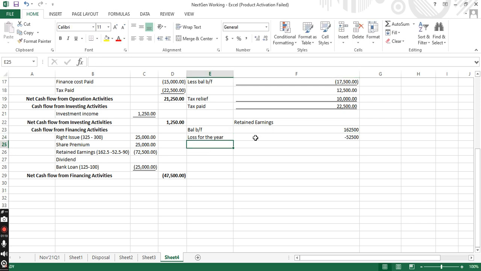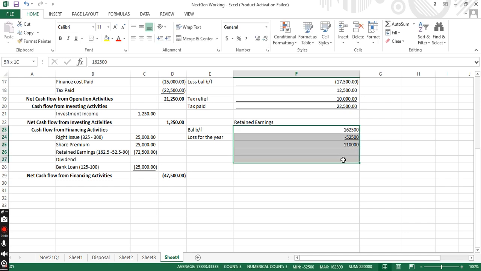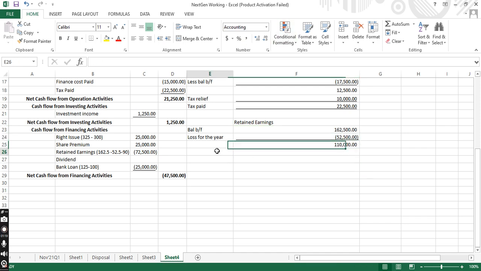52,500, right? How much will that give me? That means I'm supposed to have 110,000 in my account. Is that not so? But instead of having 110,000, I have a balance carried down of 90,000.